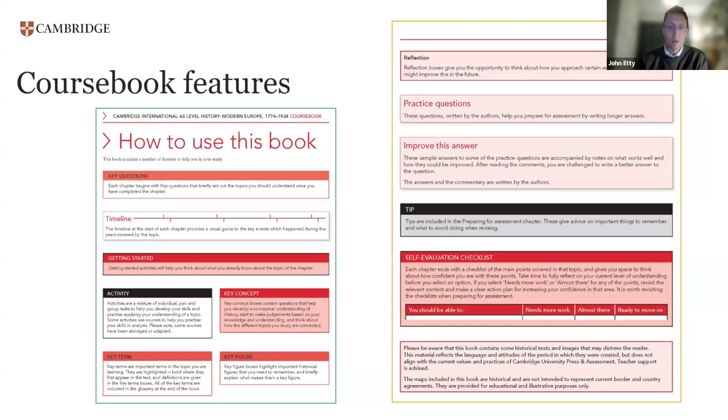The third point that I wanted to mention is the reflection tasks. There are reflection boxes throughout the text, and those reflection boxes are designed to give students a range of different opportunities to think about how they approach certain activities in the course book and certain activities that relate specifically to the study of history and these topics. And they invite students to think about how they might improve when they encounter similar tasks in the future.